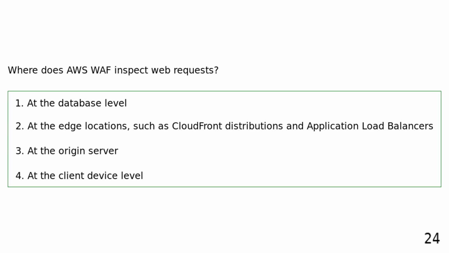Where does AWS WAF inspect web requests? At the database level. At the edge locations, such as CloudFront distributions and application load balancers. At the origin server. At the client device level.